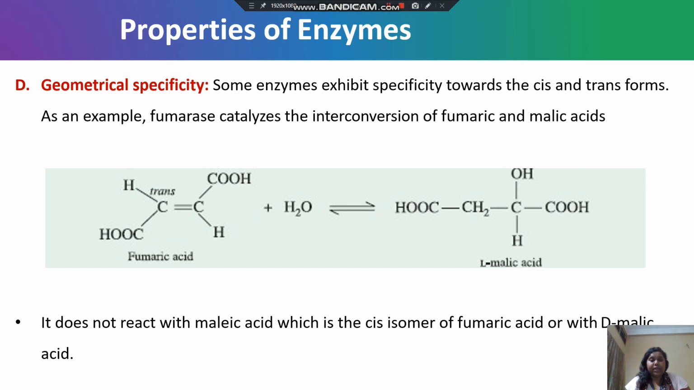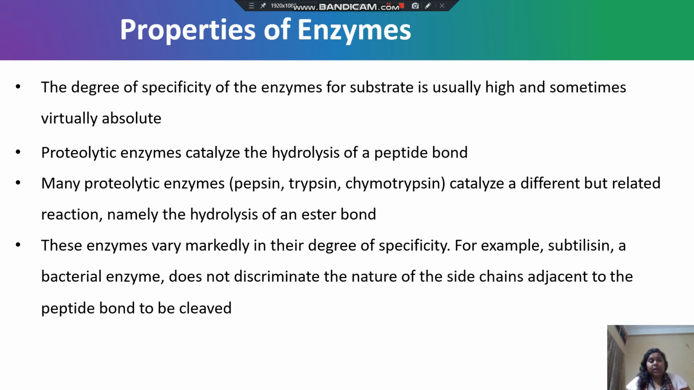Fourth one, the geometrical specificity. Some enzymes exhibit specificity towards the cis and trans forms. As an example, fumarase catalyzes the interconversion of fumaric and malic acids. It doesn't react with maleic acid, which is the cis isomer of fumaric acid, or with D-malic acid. The degree of specificity of the enzymes for substrate is usually high and sometimes virtually absolute.